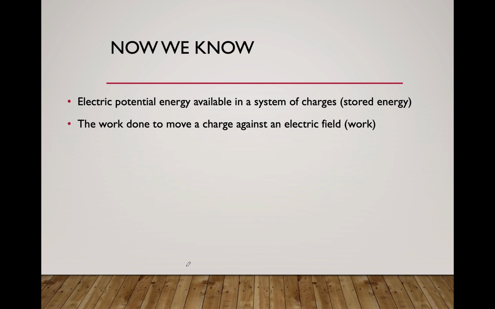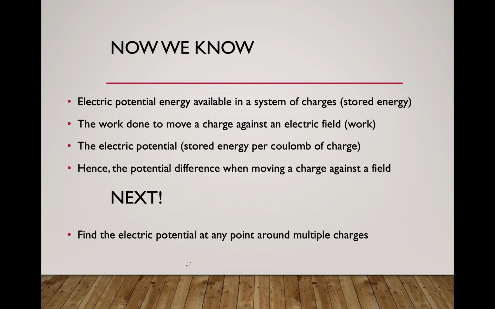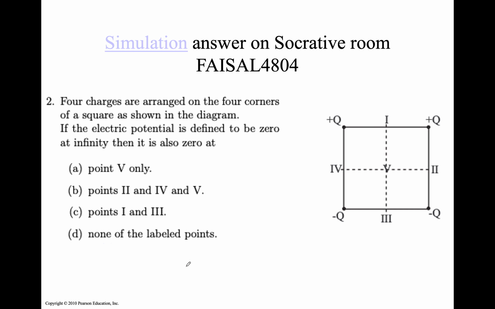So we've learned a few things. We've learned the potential energy in a system of charges. We know the work done to move it. We know the electric potential, energy per coulomb, and a potential difference when you move it, so the change in potential. Next, you need to find the potential at any point around multiple charges, more than one. For example, here, here, here, and here. For these charges, you have to find where the potential would be 0.